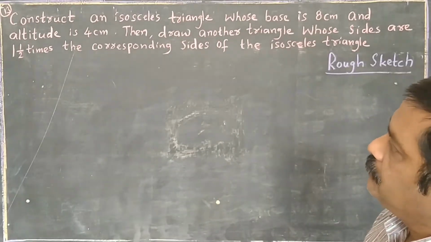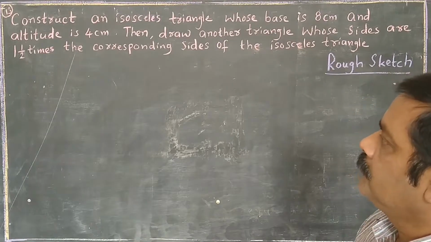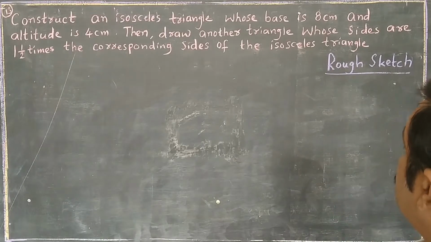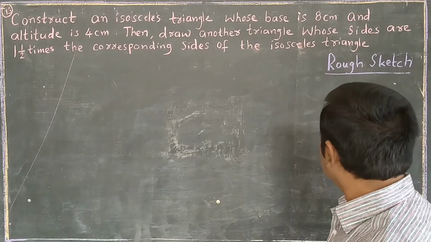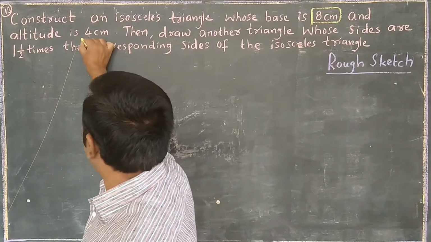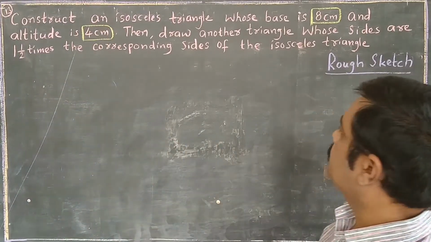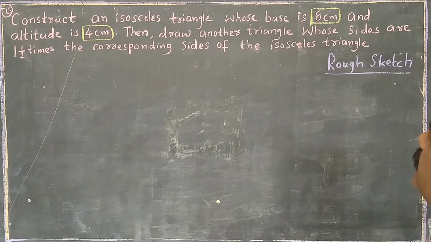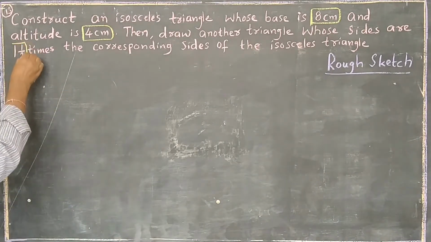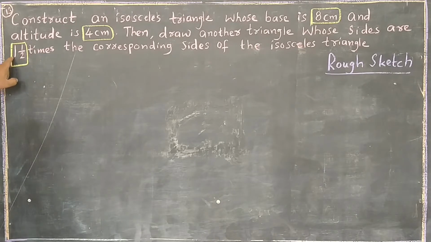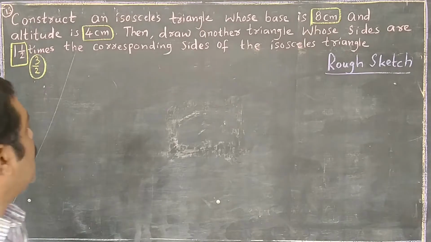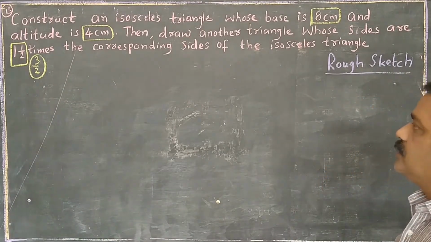This is 8.2, exercise 13th question. Construct an isosceles triangle whose base is 8 centimeters and whose altitude, meaning perpendicular height, is 4 centimeters. Then draw another triangle whose sides are 3 by 2 times the corresponding sides of the isosceles triangle.